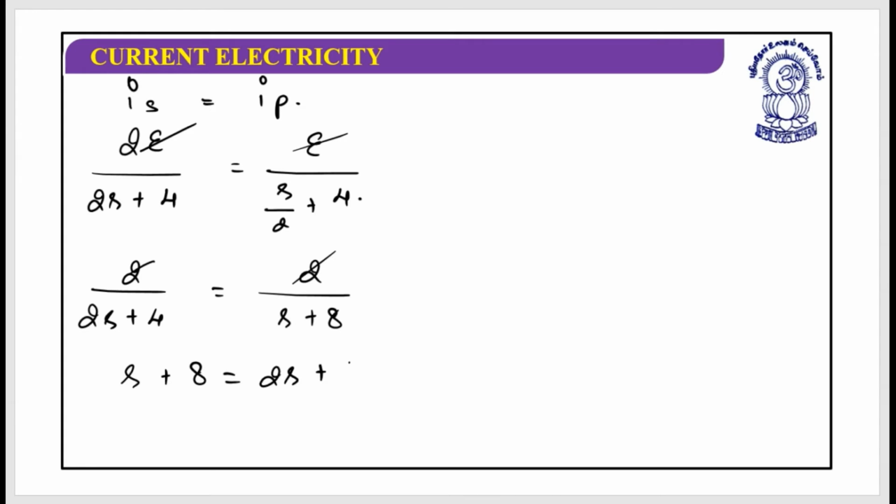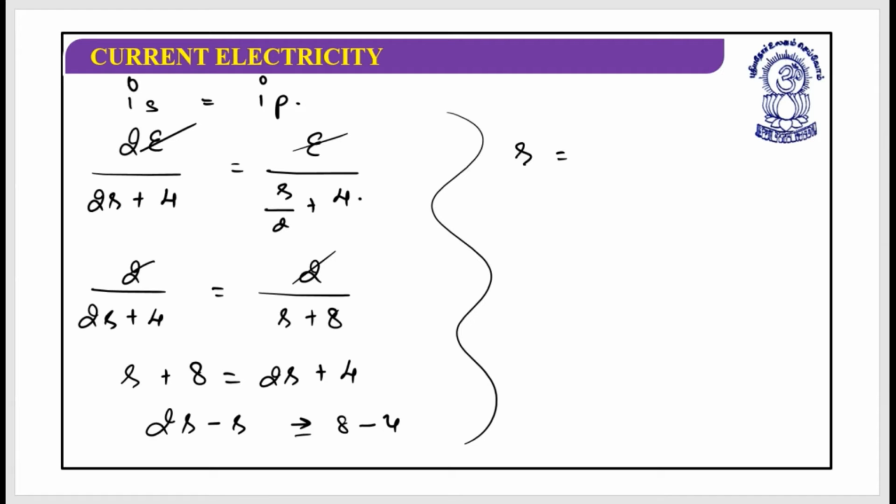This equals 2R plus 4. So 2R minus R can be written as 8 minus 4. So 2R minus R, which is R, equals 8 minus 4, which is 4 ohm. So the internal resistance of this cell would be 4 ohm.